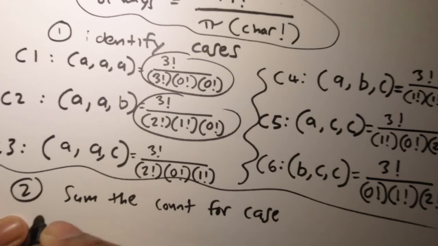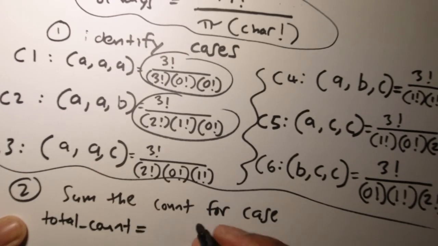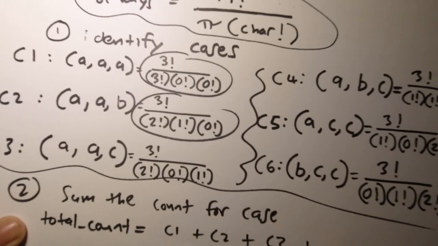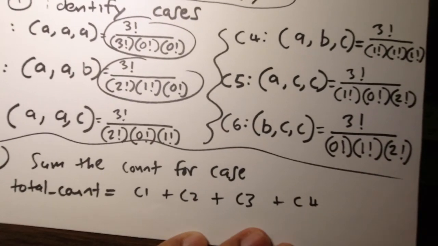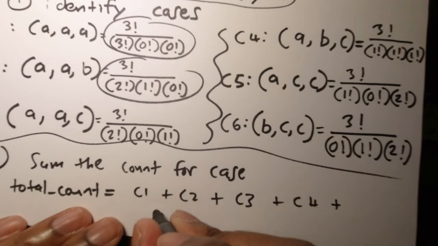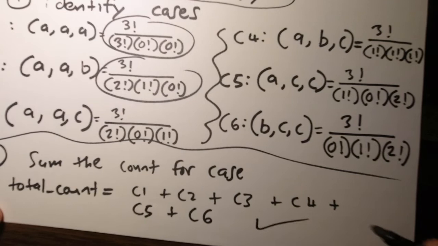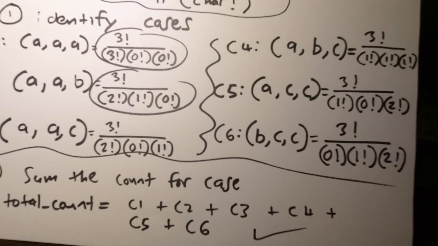Specifically, what does this mean? This means you will have something such as total count is equal to C1 plus C2 plus C3 plus C4. Hopefully you guys can see this. Yes, you can. Plus C5, then plus C6. And then this will give you the result. So for step 2, you are then looking at the summation of all of the results that you got from step 1. And that's essentially what you do for method 2.